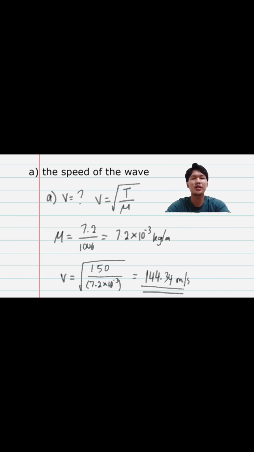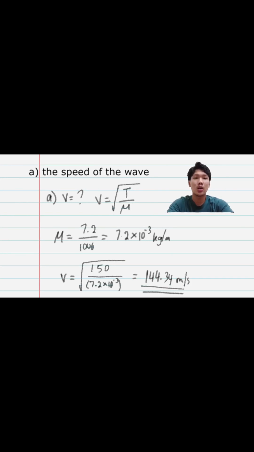To find the speed of the wave on a string, we need to use the formula V equals the square root of T over M, where V is speed, T is tension, and M is linear mass density, or we also call it mass per unit length. So from the question, we have the info that T is 150 Newton and M is 7.2 gram per meter.